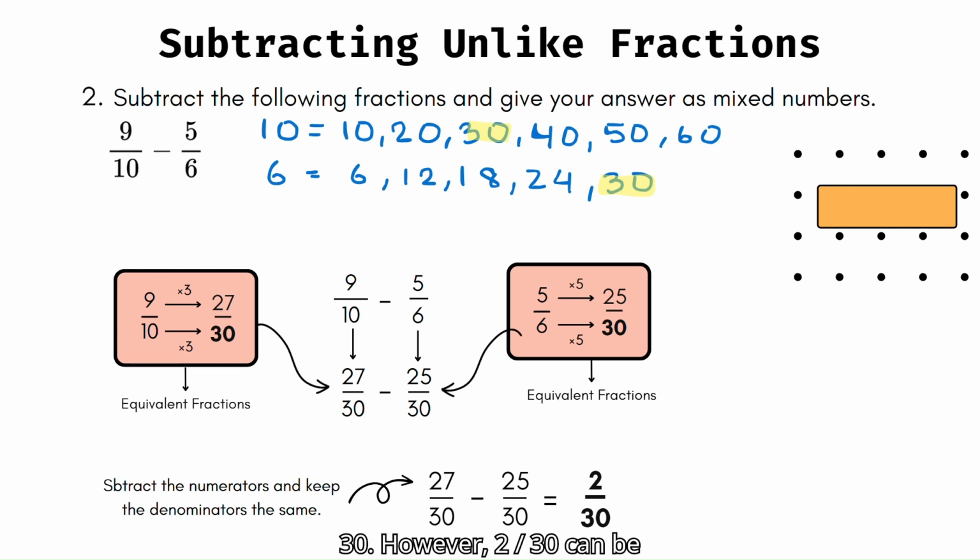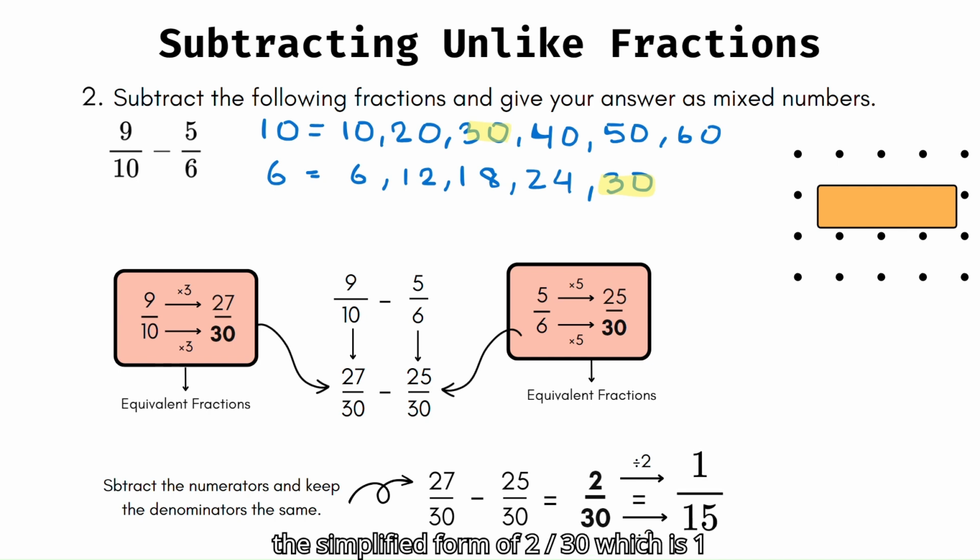So our answer is 2 over 30. However, 2 over 30 can be divided by a common divisor, which is 2. So if we divide both of them by 2, we get the simplified form of 2 over 30, which is 1 over 15. 1 over 15 is a proper fraction, so we won't change this into a mixed number, and we can't simplify it any further. So 1 over 15 is our final answer.